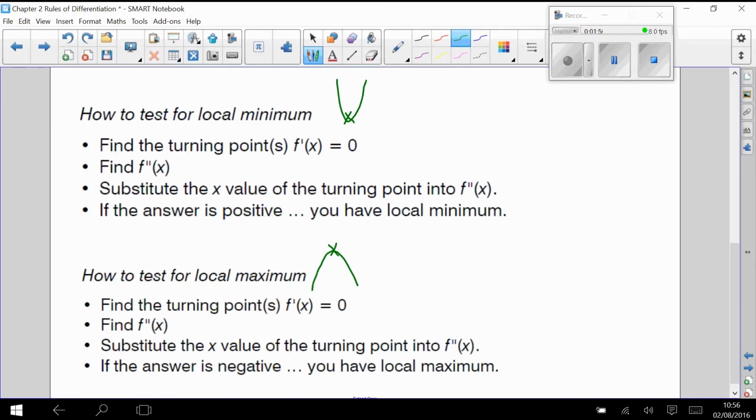I would find the turning point, and that would have been found using the derivative and making that equal to 0 and solving for x. Then I would have found the expression for the second derivative. I would have taken the x value from my first derivative, put it into my second derivative, and if I had found the answer to be positive, I would have had a local minimum. If I found the answer to be negative, I would have had a local maximum. At the moment, this sounds like a lot of words, but we're going to be putting this into practice. And as we do that, you're going to find it all becomes a lot clearer.